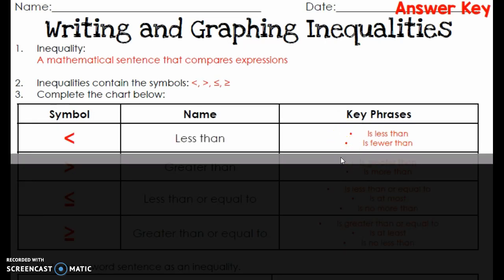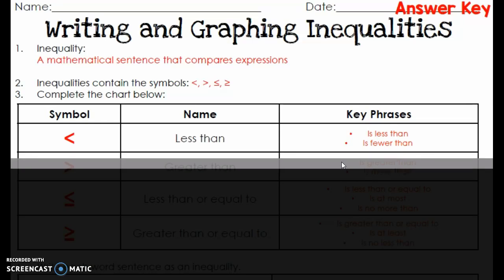So the less than symbol looks like it's pointing to the left because we read things left to right. That means the first number or expression is less than the number or expression on the right. The key phrases are is less than or is fewer than. You must have the is in front of it. Otherwise, it's just a subtraction because less than means we could subtract. But if it has is, it means that number or that expression is less than the other.